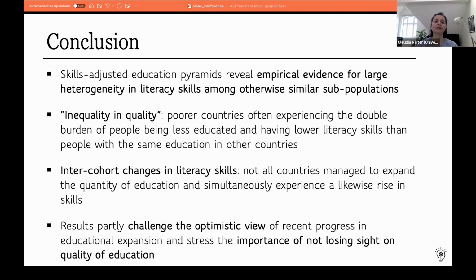And finally, I also think that my results partly challenge the optimistic view of recent progress in educational expansion. So if you think, for example, about the development goals, even though now with SDG 4, the goal is explicitly also mentioning quality education, but still I think many of the indicators only consider how many people have some basic education completed, but it doesn't really consider how many people after they completed school have actually also good literacy skills or other skills. And yeah, so I think my results stress the importance of not losing sight of the quality of education. Okay, that's all from my side for now.